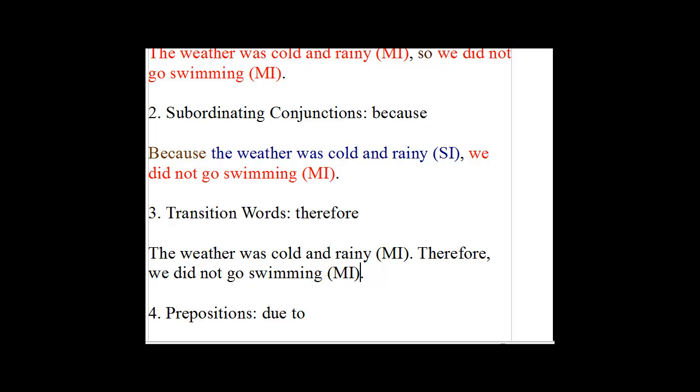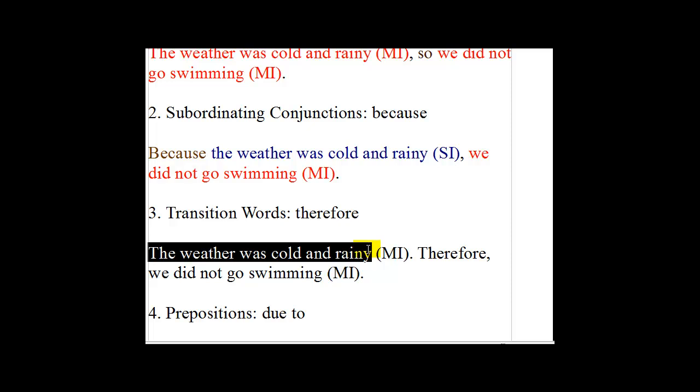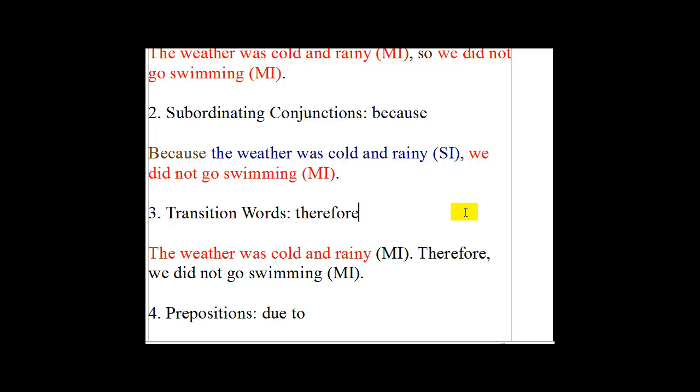So in this case, we have our first main idea in this sentence, which is the weather was cold and rainy. Our second idea here is we did not go swimming. That is another main idea. And that's how that works. Therefore is what's called your transition word. Let's make it brown.